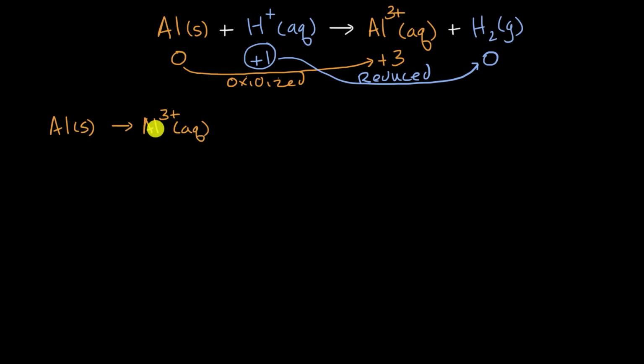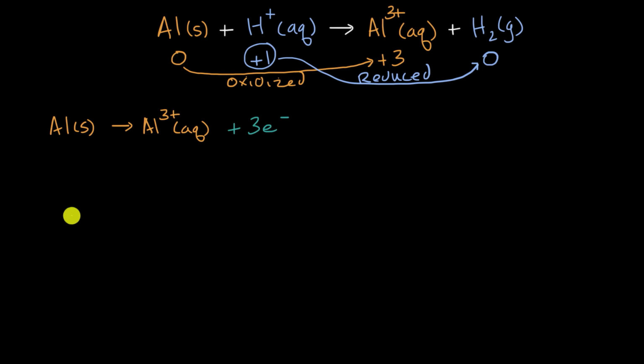So let's first balance this for just the number of aluminums we have. We have 1 aluminum on the left, 1 aluminum on the right. So that seems balanced. Now let's try to balance it for charge. So we have no charge here. So we should have a total of no charge on the right, but we have +3 here. And so what we need to do is add some electrons. So let me add 3 electrons right over here. And there we have it. We have balanced it for charge.